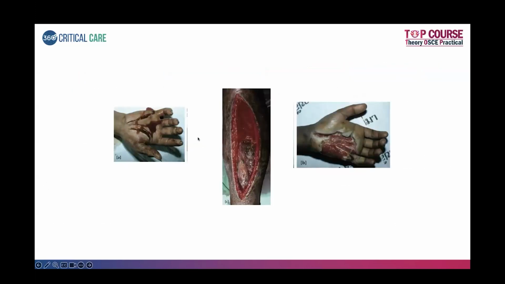So these are the procedures that are usually done following a local reaction. So fasciotomy has been done here because of compartment syndrome which had developed.